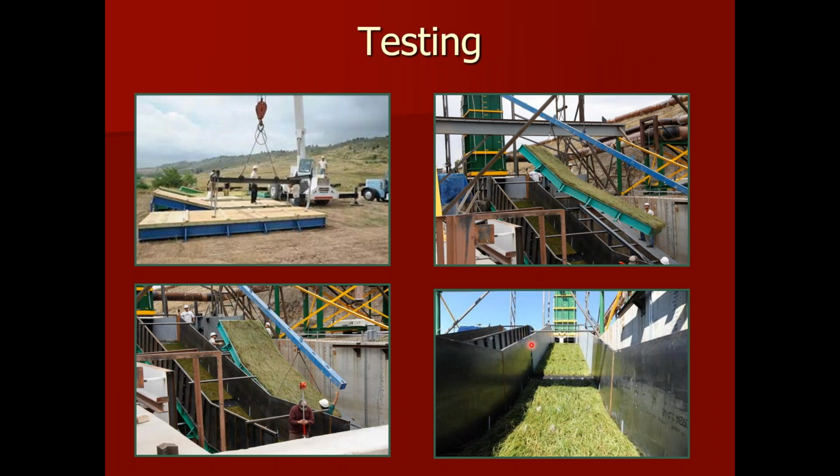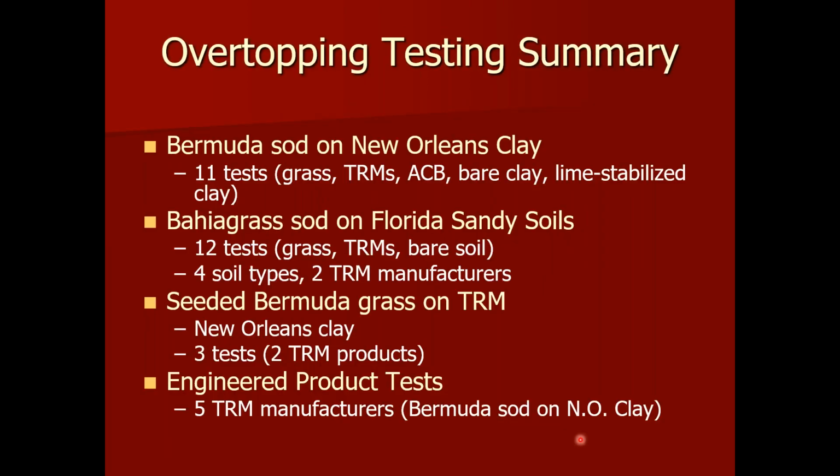Trays were then brought into the flume, picked up with a crane, and put in so that we, again, brought the levee to the simulator to be able to evaluate different types of conditions. We've done an awful lot of tests on these. We had 11 tests with TRMs, ACBs, bare clay, lime stabilized clay, different densities, different strengths of vegetation, native vegetation.